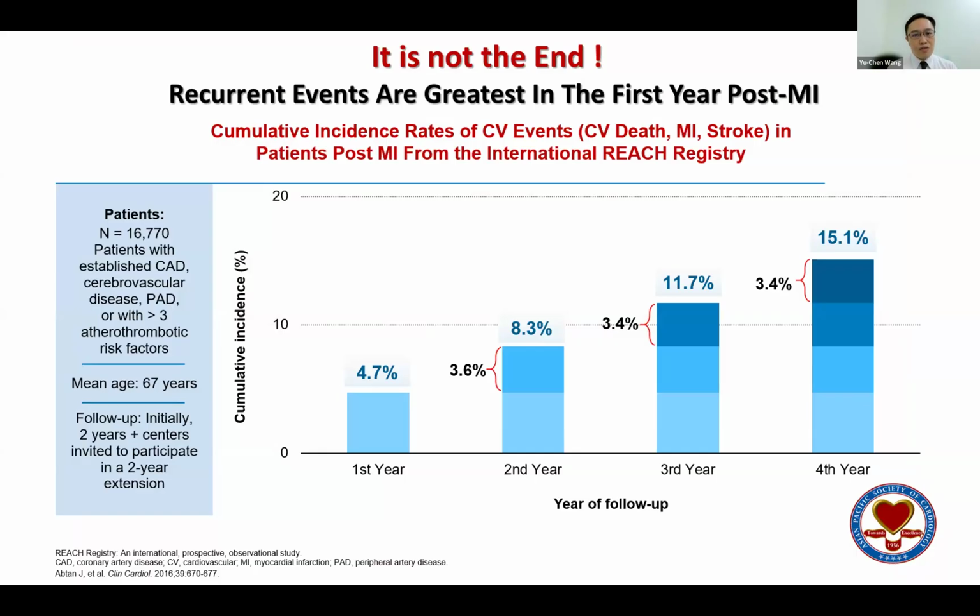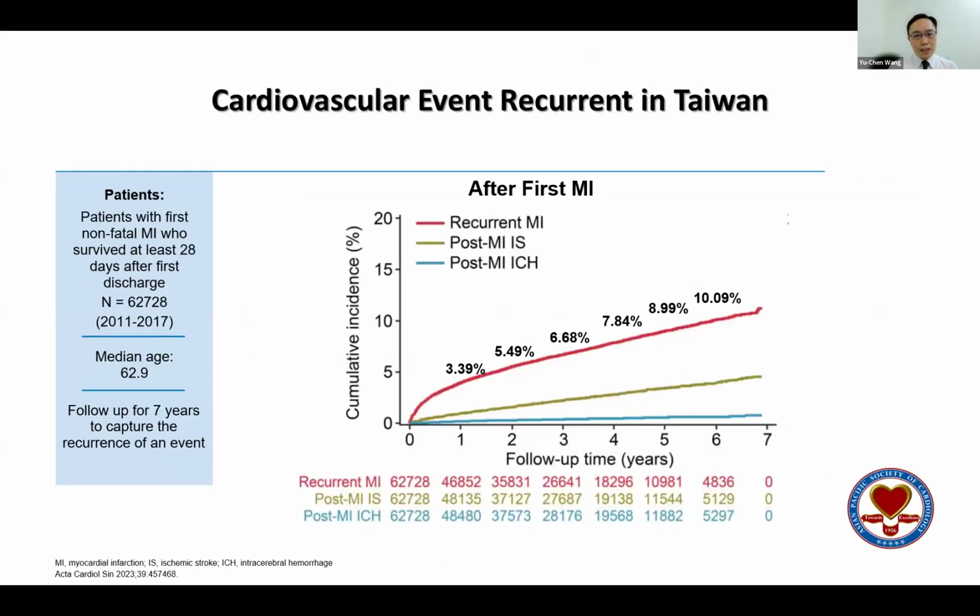However, since these patients can survive the index event, there will be some substantial recurrent CV events as time goes by. According to the REACH study, we can clearly see that the recurrence risk during the first year after MI was 4.7%, and the recurrent MI risk in the second, third, and fourth years ranged from 3.4 to 3.6%. Therefore, we can say that the story keeps going even after you got the index MI attack. And in Taiwan, our local data also show that after the first MI, there is still substantial recurrent MI after 7 years of clinical follow-up.